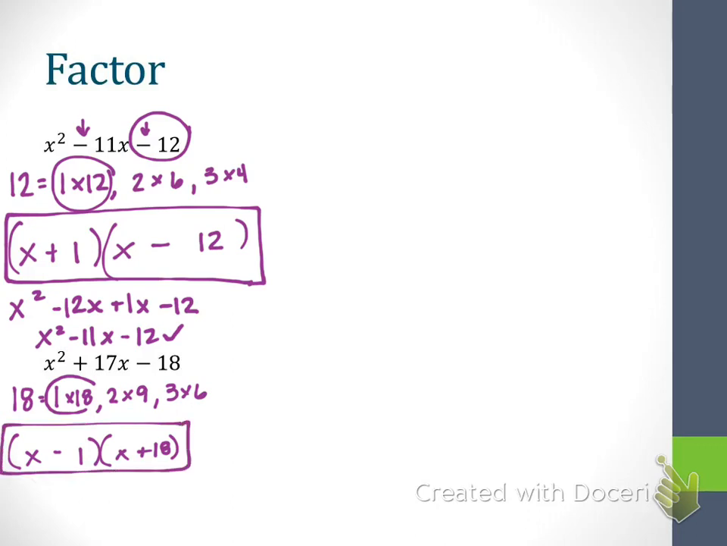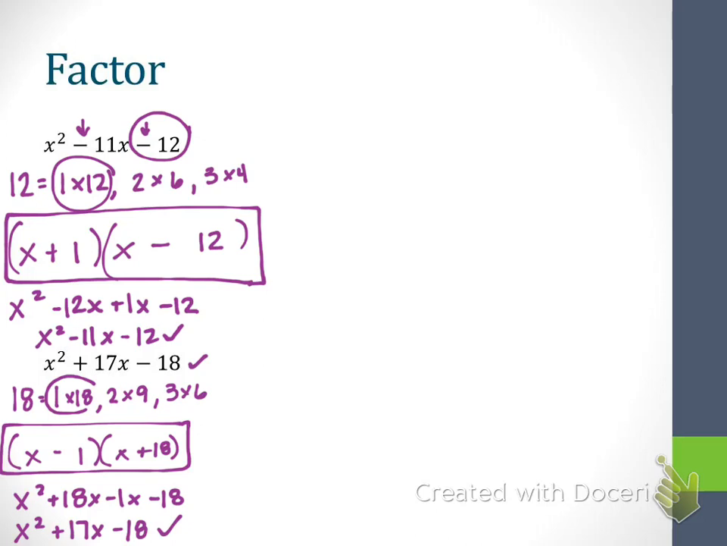Let's check my answers just in case. X times x is x squared. X times 18 is positive 18x. Negative 1 times x is negative 1x. Negative 1 times 18 is negative 18. 18 minus 1 is 17, so x squared plus 17x minus 18. Did this check out with my original? Yes, it did, so I know I have the right answer.